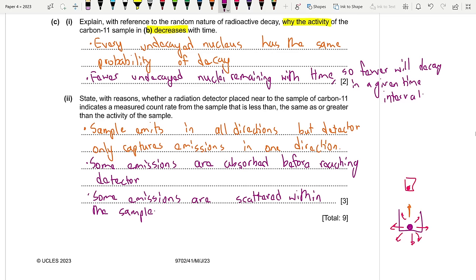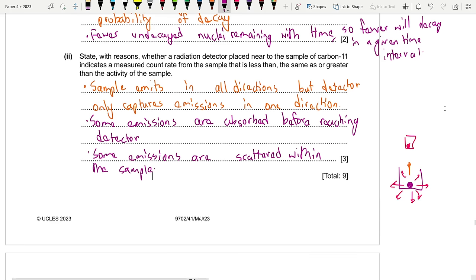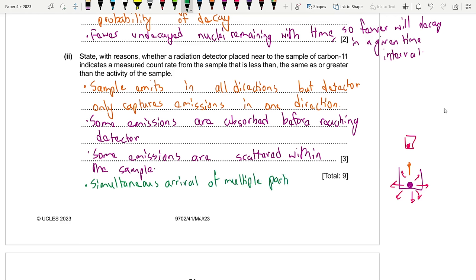And what else? Simultaneous arrival of multiple particles only registers once. That is called the dead time of the counter. Basically, the counter has a time period before it can reset again. So if a lot of radioactive particles reach the counter simultaneously, it will only register it once rather than twice, okay? Maybe 3 or more particles came to the detector at once, but the detector would only register it as one count. As a result, we would be getting a value that is less than the true value, right? It will be underestimated.